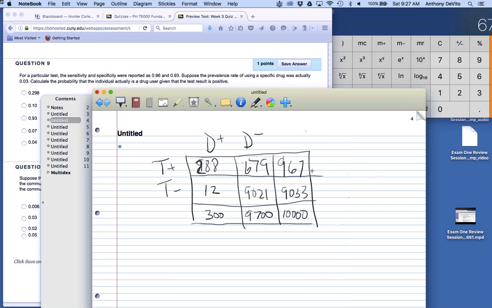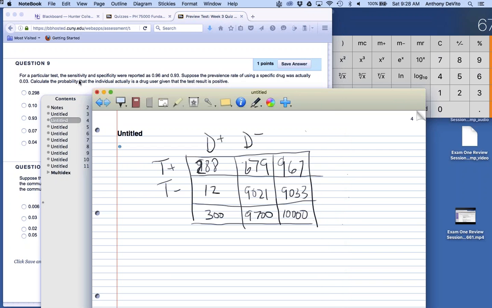Okay, so now I chose 10,000. I could have chosen 1,000. The only problem, if I had chosen 1,000, I would have gotten 28.8 and 67.9. Still work fine. Still work just swell, but I just chose a big enough number that I wouldn't have to work with decimals.